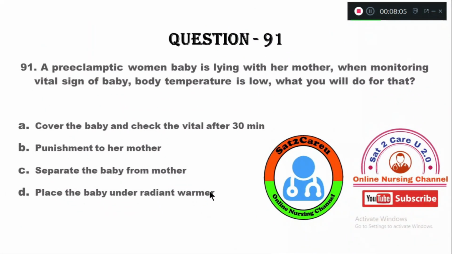Question number 91. A pre-eclamptic woman's baby is lying with her mother. When monitoring the vital signs of the baby, the body temperature is low. What will you do for that? Option A, cover the baby and check the vitals after 30 minutes. Option B, punishment to her mother should be given. Option C, separate the baby from the mother. Option D, place the baby under a radiant warmer. So when the baby is lying with the mother and has a low body temperature, what do we need to do?